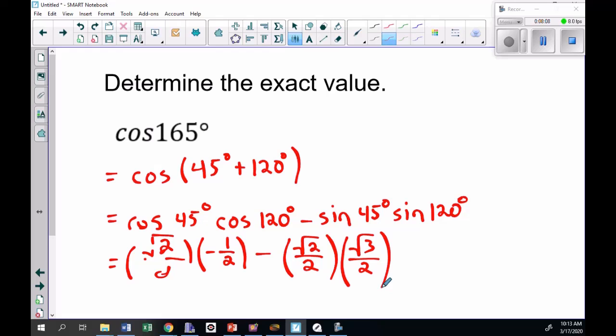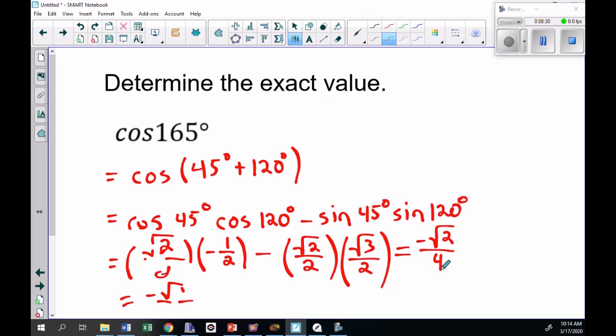Now we're not done. We have to determine the exact value. So we're going to do the multiplication. Hopefully this works at the bottom of the board. Square root of 2 times negative 1 is going to be negative square root of 2. It's not going to work, so I'm going to have to write this over here. So you get negative square root of 2 over 4.